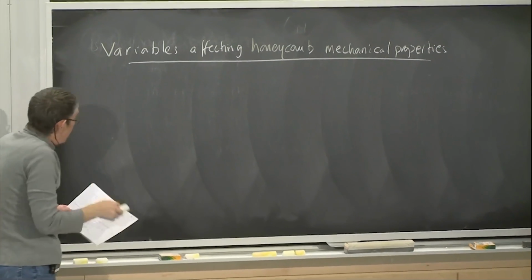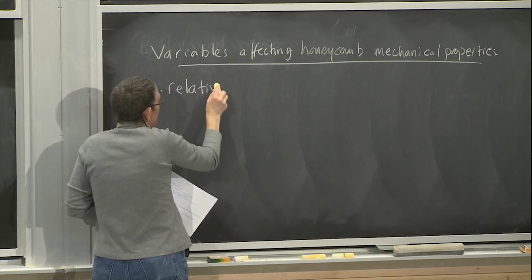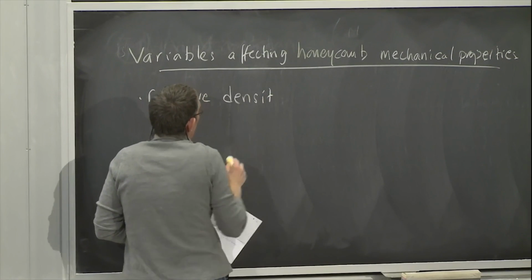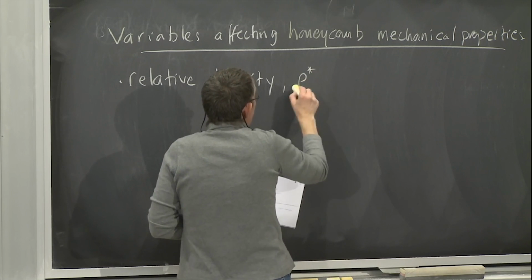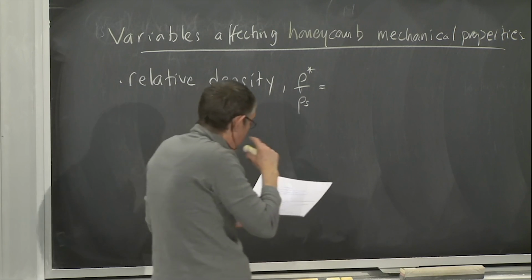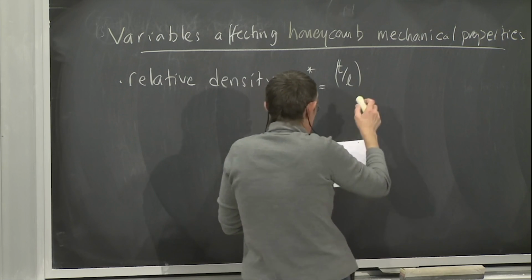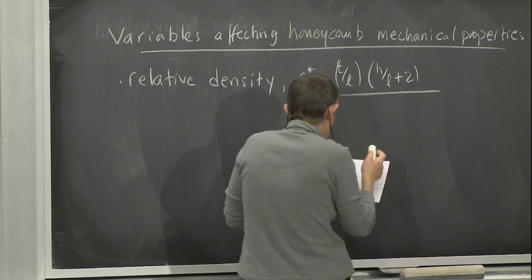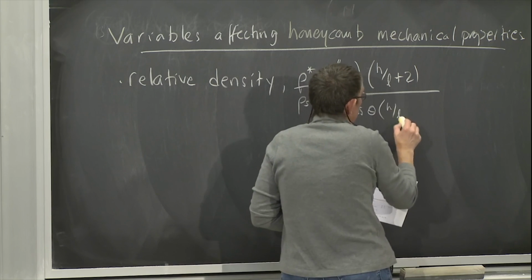Okay, so I think I mentioned this before, but let me just go over it again. There's three types of things that affect the mechanical properties of the honeycombs. And probably the most important thing is the relative density of the honeycomb. Remember we said this was the same as the volume fraction of solids. And for a hexagonal honeycomb, you can show that it's equal to the thickness to length ratio, t over L, times h over L plus 2, divided by 2 cos theta times h over L plus sine theta.